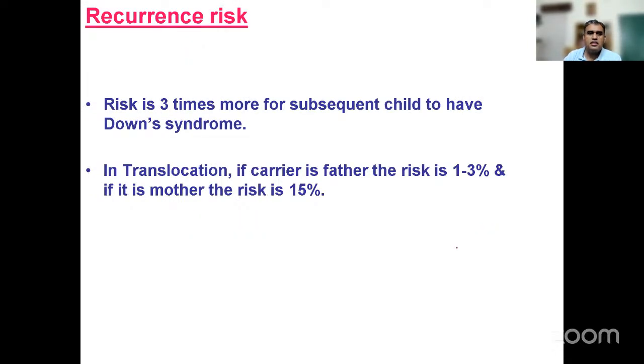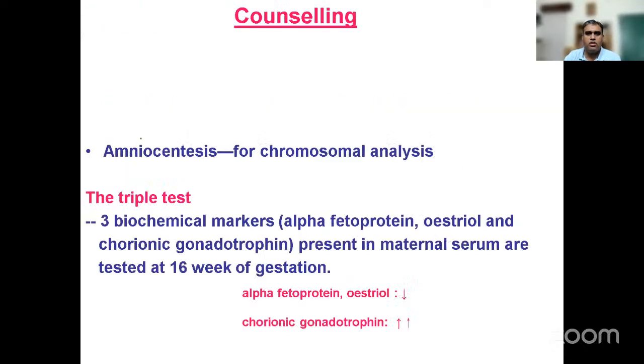The recurrence risk is 3 times more for a subsequent child to have Down syndrome. If the first child has Down syndrome, there are more chances that the second may also have it. In translocation, if the carrier is the father, the rest you can see the effect of genetics over here, because always the parents are involved over here. Counseling. So this is again all clinical: amniocentesis, triple test. There are three biochemical markers. Don't worry, this will be told to you in detail in your gynae and all.